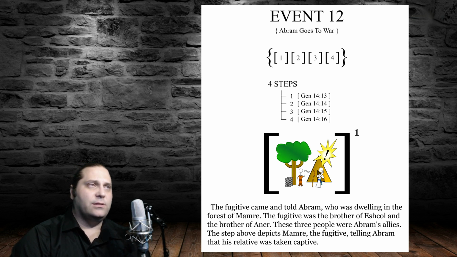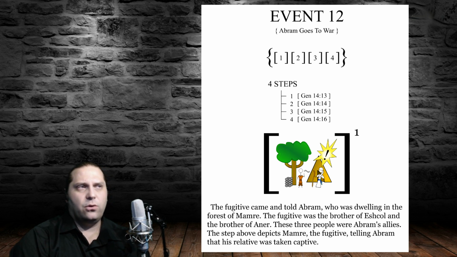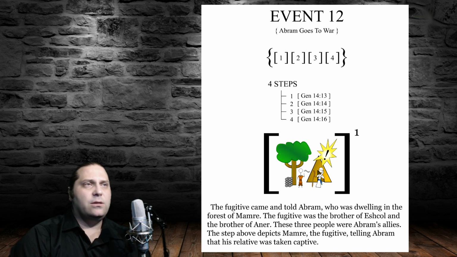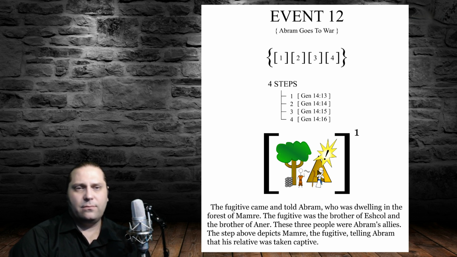The verse reads for step 1, The fugitive came and told Abram, who was dwelling in the forest of Mamre. The fugitive was the brother of Ishcol and the brother of Aner. These 3 people were Abram's allies. The step above depicts Mamre, the fugitive, telling Abram that his relative was taken captive.